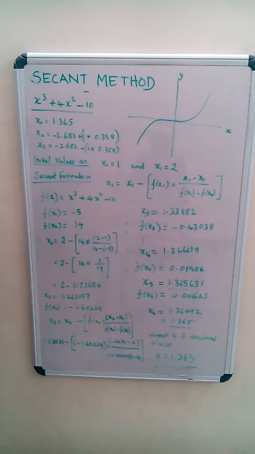So now we have discussed the method of arriving at the secant formula. Now let us solve a problem. Solve x cube plus 4x square minus 10 by secant method.